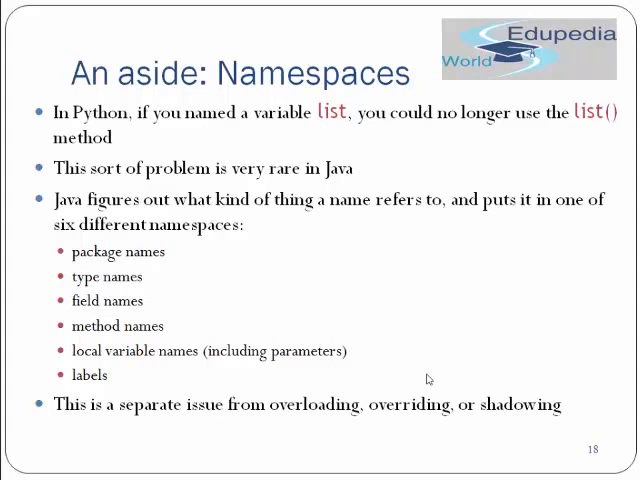One is the package names, then we have type names, field names, method names, local variable names, and labels. So if there is a list as a label, then you can also use it as a method name. There is no problem with that. So we have 6 different namespaces. This separates these issues from overloading, overriding, and shadowing; we won't face issues with them.